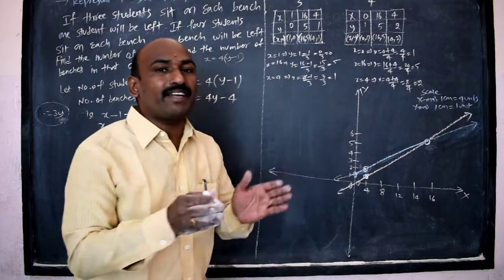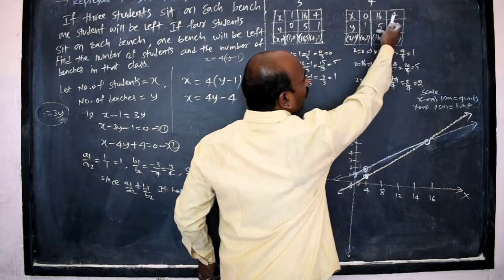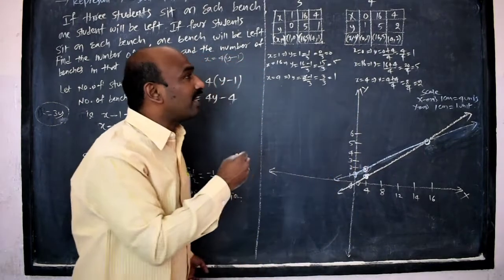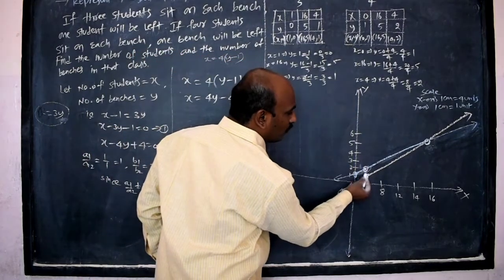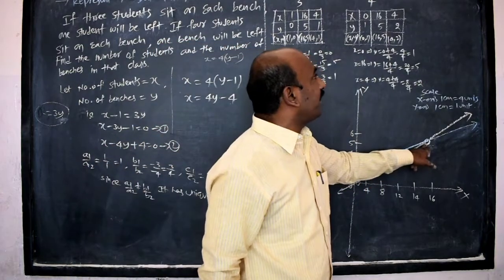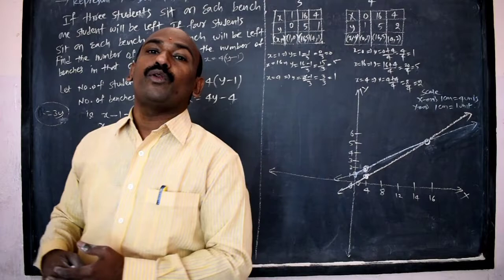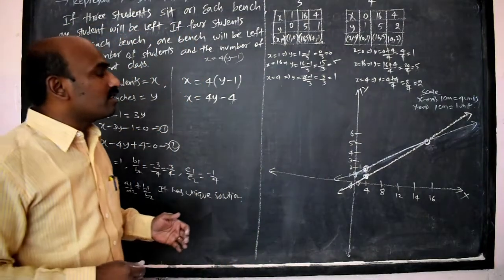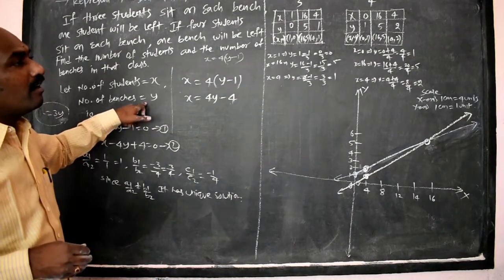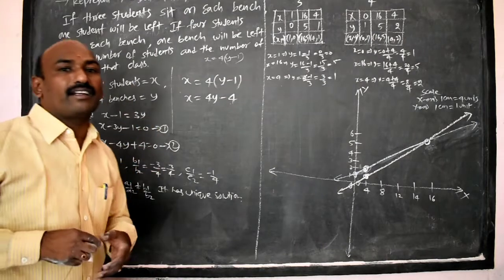If 2 points are there, we can draw the line, and the third point also always lies on that line, because that is a solution of that line. X is 4, y is 2, this is the point. Therefore both lines are intersecting at 16, 5. Therefore we can conclude that that is a solution. X is 16 means the number of students is 16, and the number of benches is 5. We can conclude in that way.